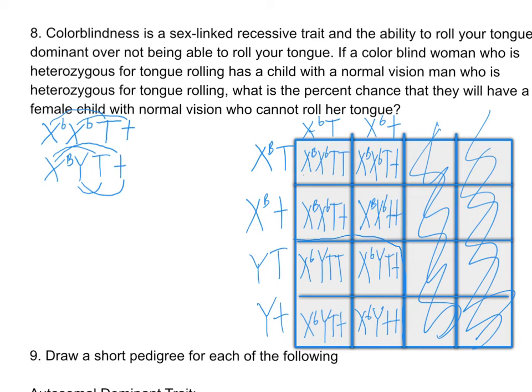Now the female children all have normal vision because they all inherited an X big B from their father. And then cannot roll their tongue would just be this one that has 2 little t's. So the percent chance of a female child with normal vision who can't roll her tongue is 1 out of 8, which is a 12.5% chance.